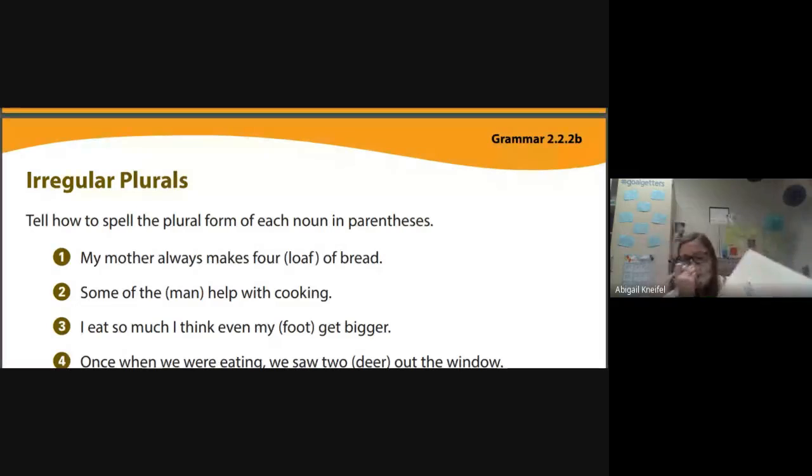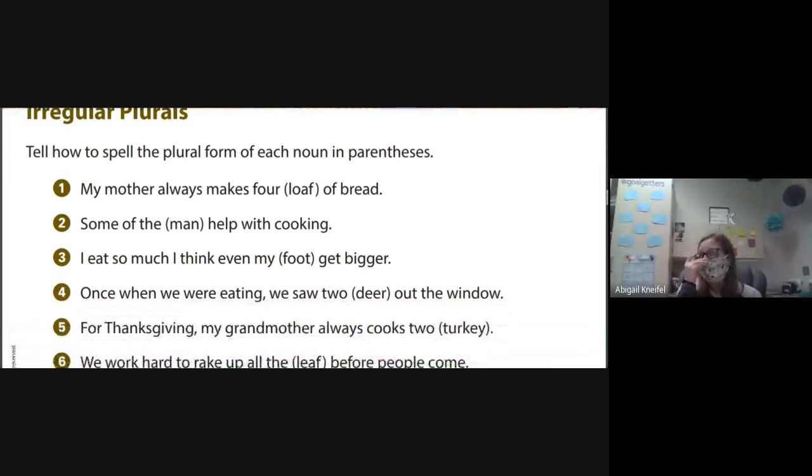Loaves. Our next one: some of the men help with cooking. We should know this one. Instead of man singular, it is what, everybody? Instead of man singular, to make it plural, it is what? It's not mans, it is men. That is an irregular noun. And then: I eat so much, I think my foot got bigger. It's not foot, it is what, everyone? Feet.